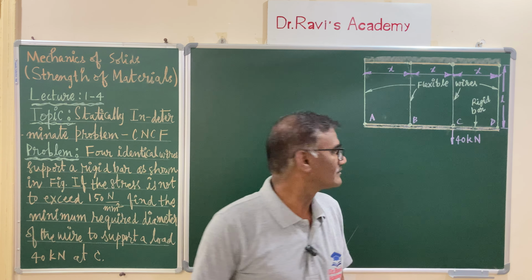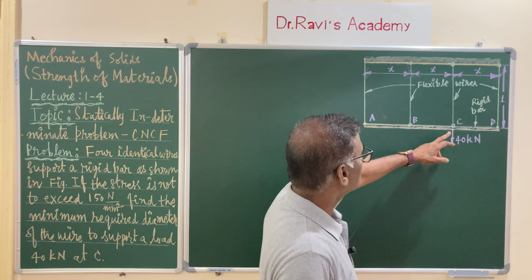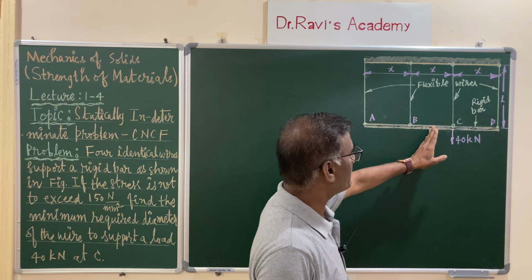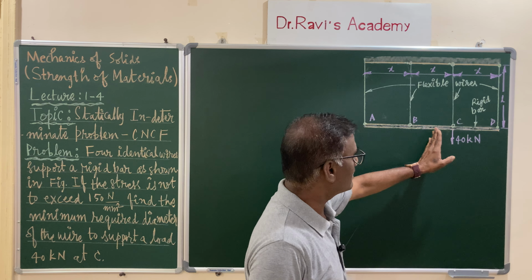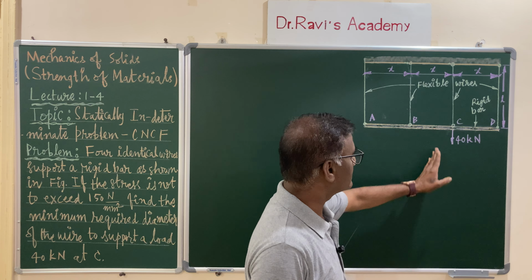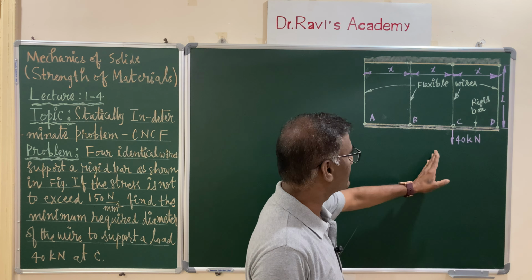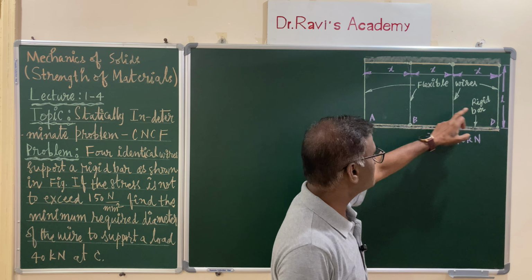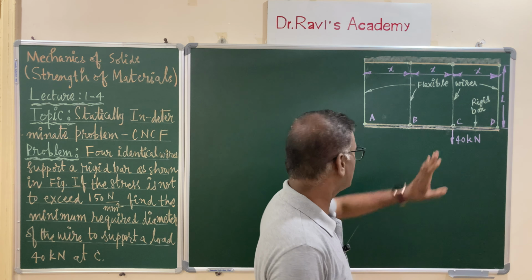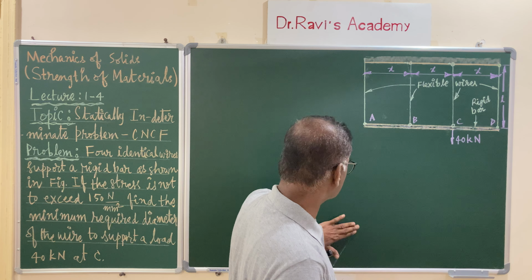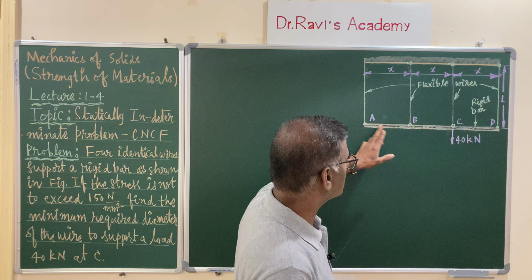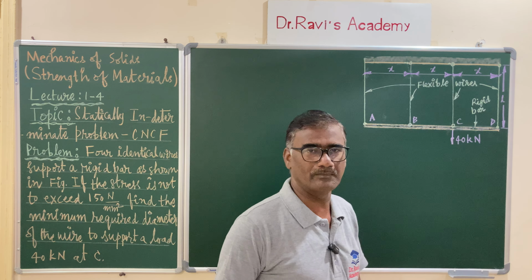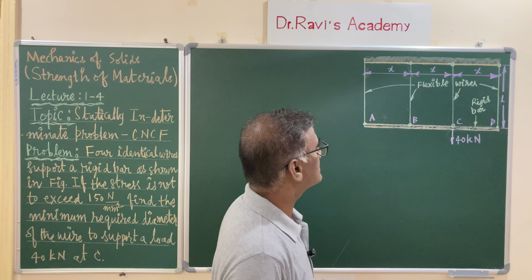Observe carefully, the point C is not exactly the midpoint. If the load is acting exactly at the midpoint, the rigid bar will be extended in such a way that the deformation in A, B, C and D will be the same. Then the problem becomes statically determinate, but it is eccentrically loaded. So because of this eccentric loading, this problem becomes statically indeterminate.